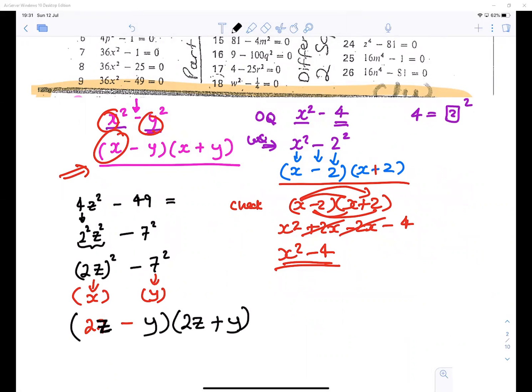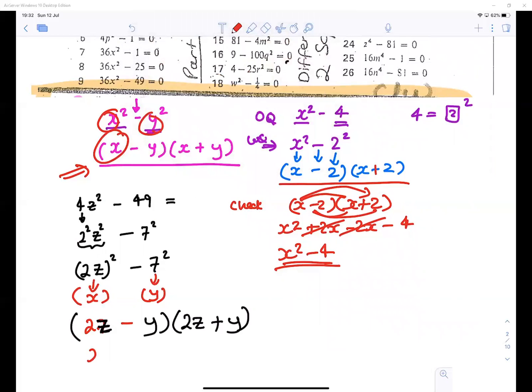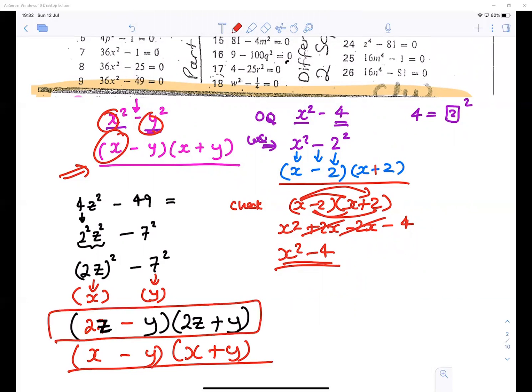So you've got to be able to identify the square numbers. You've got to be able to simplify the square numbers to make it follow the format of x squared minus y squared. So this is now x minus y. Let's go into our original x minus y times x plus y. Done. So there's our answer. Finished. Okay, Eliza, thank you for that.